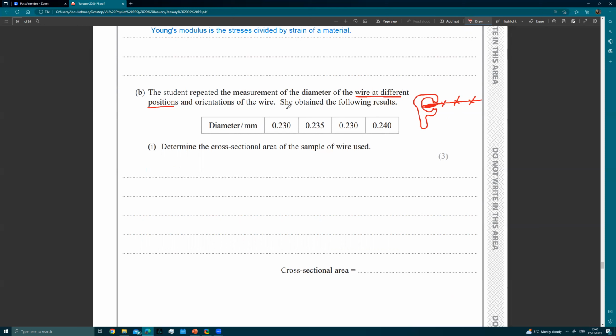She determined the cross-sectional area. We know that area is equal to, because it's a wire, so it's a cylinder, the cross-section of the cylinder is a circle. So pi r squared, or pi d squared over 4, which is what I'm going to use. So I need a diameter, and I need the average diameter. So I'm going to add all these numbers up and divide by 4, and then divide by 1,000 because it's giving it to me in millimeters. So do this plus this plus this plus this, divide by 4.